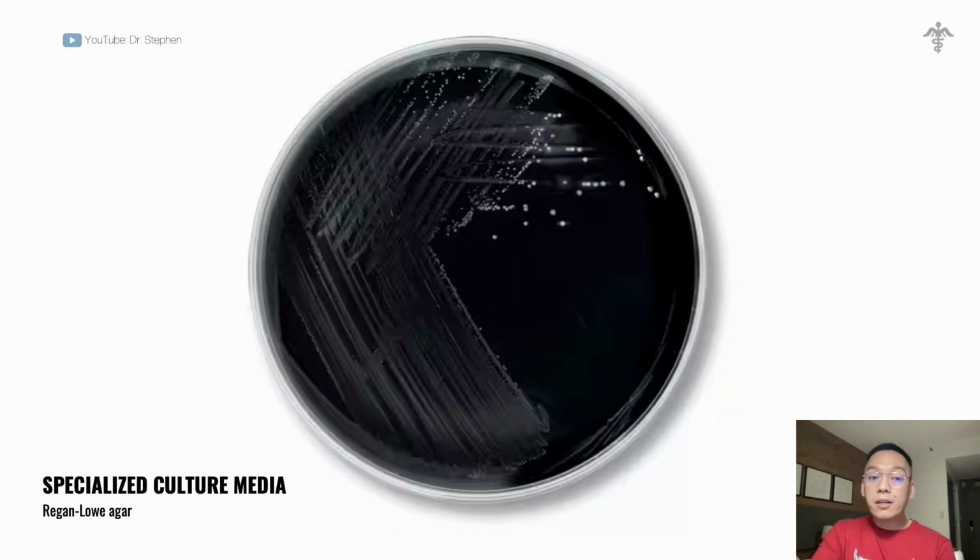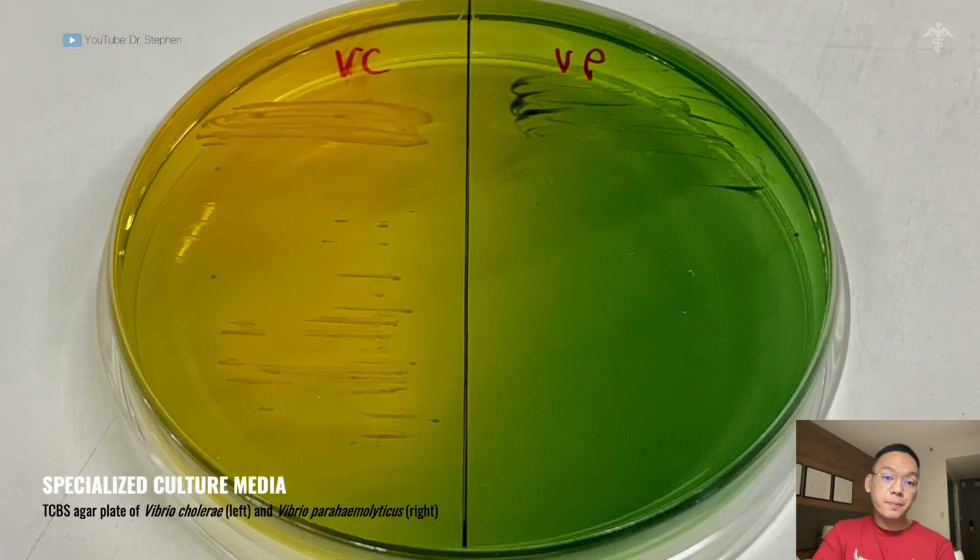Regan-Lowe agar is also black, same with the BCYE. This is useful for the recovery of your Bordetella pertussis. TCBS agar plate is useful for the recovery of your Vibrio species. On your left is your Vibrio cholerae, and on your right is your Vibrio parahaemolyticus in green.